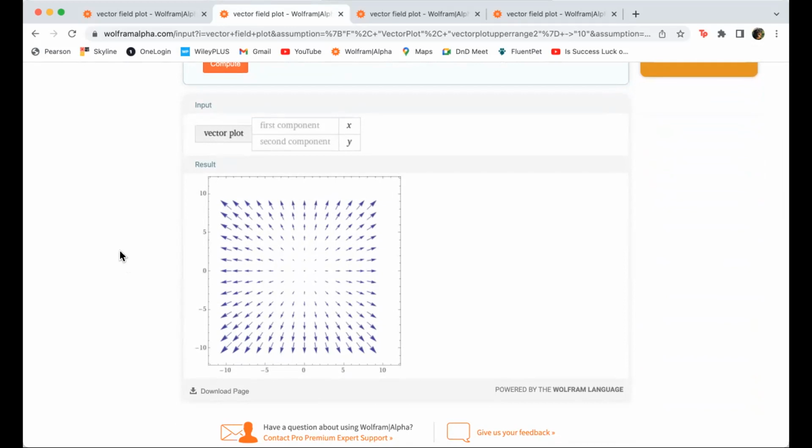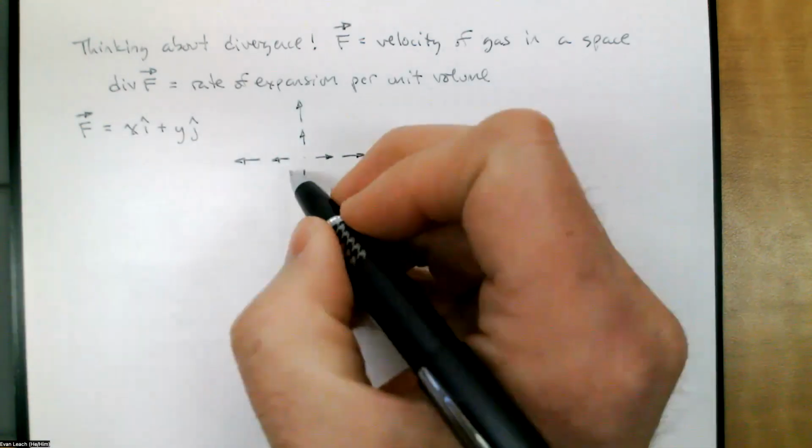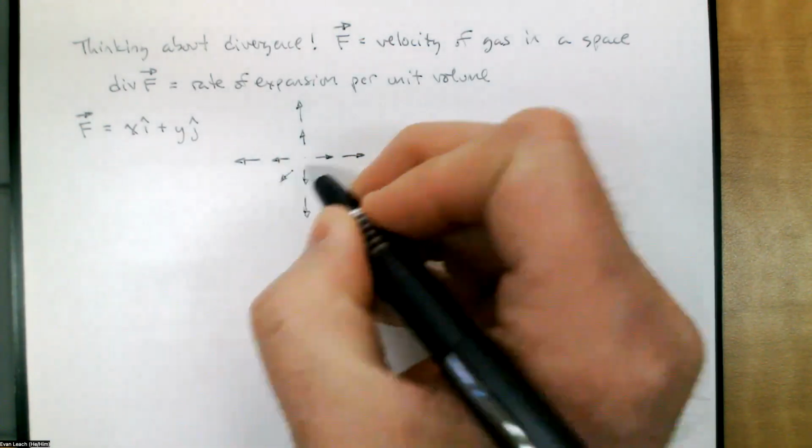So here's the origin. Along the x-axis, everything's just pointing directly away. And on the y-axis, things are pointing directly away. Oh, right. I'm just drawing a worse version of the picture we were just looking at.